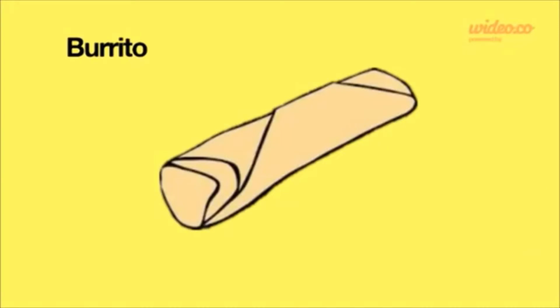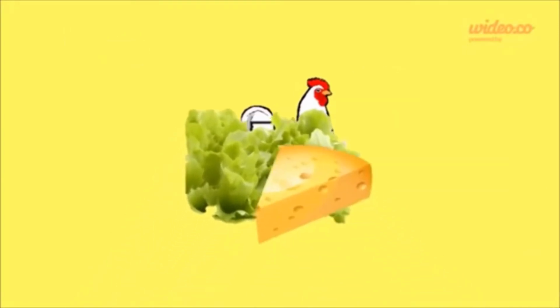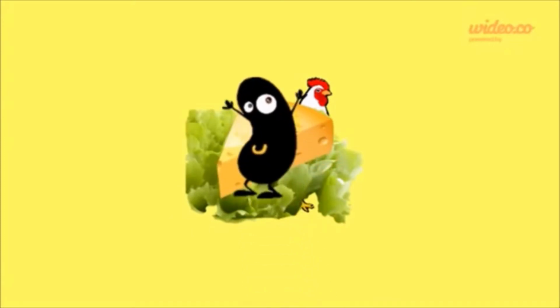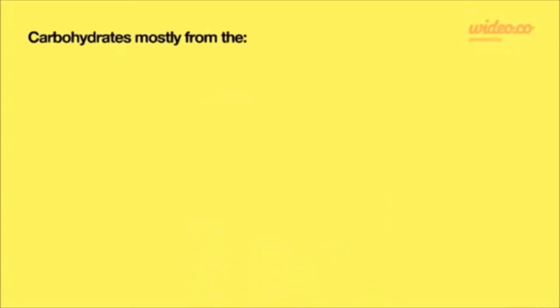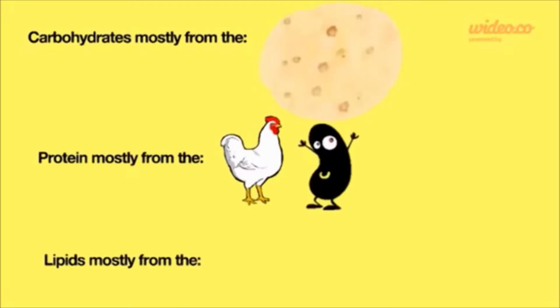Today, we will be eating a burrito. This Mexican food consists of shredded chicken, lettuce, cheddar cheese, and black beans, all wrapped in a flour tortilla. It has carbohydrates from the tortilla, protein mostly from the chicken and beans, and lipids mostly from the cheese.